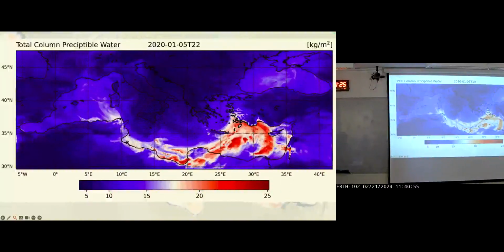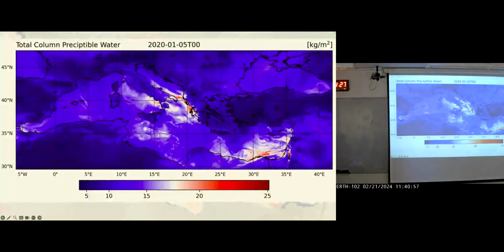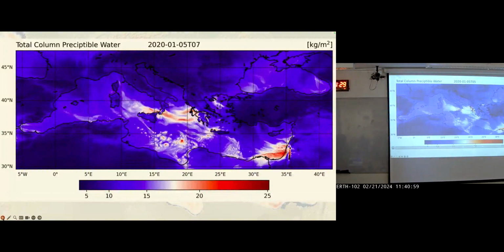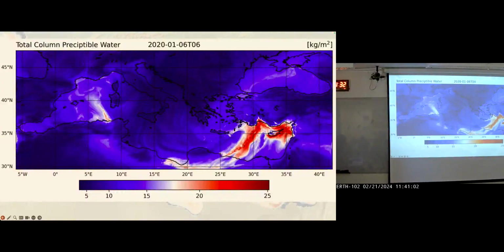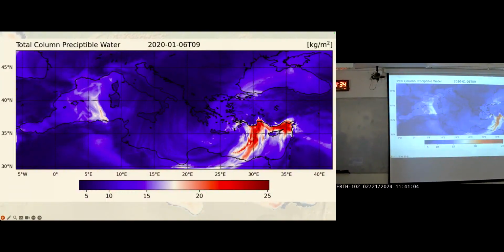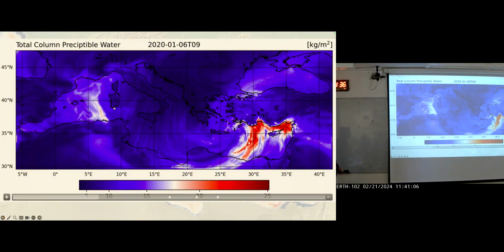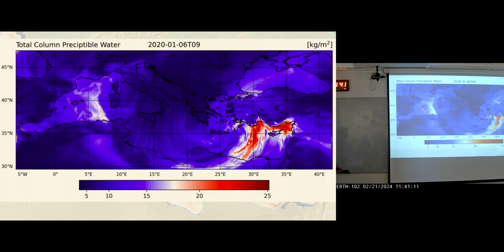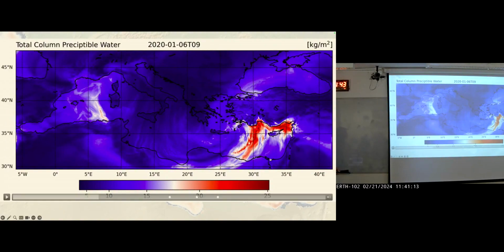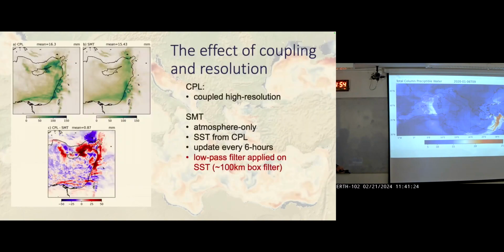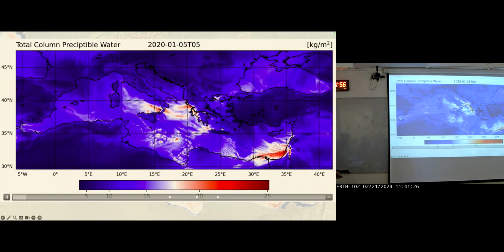And another interesting diagnostic, I'm trying to stop it. Okay. That's the total column precipitable water, so the total amount of water in a specific column of the atmosphere. So that's the first phase. We see there is a lot of moisture in the air above the Mediterranean, but then it disappears because it precipitates over Turkey. Oops, I need to start it again.